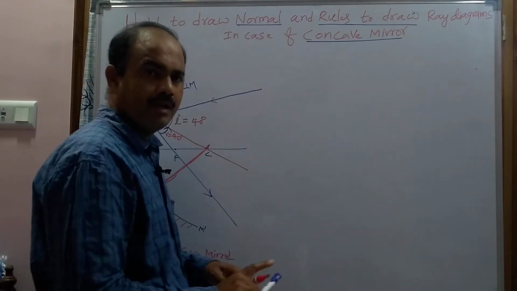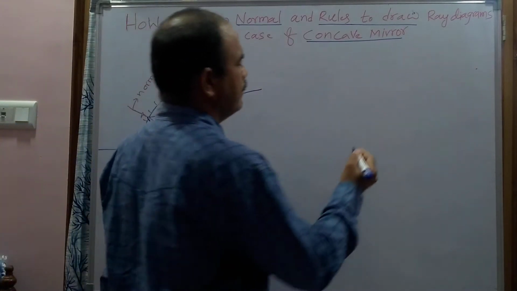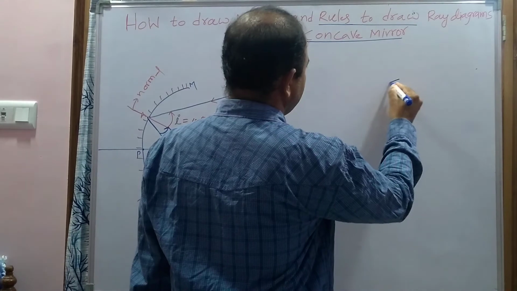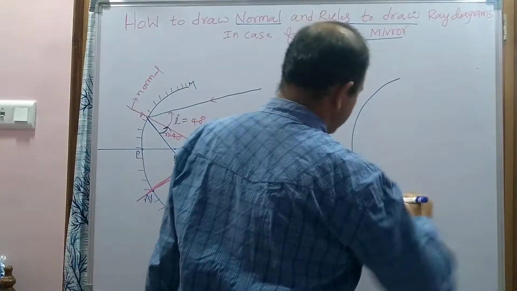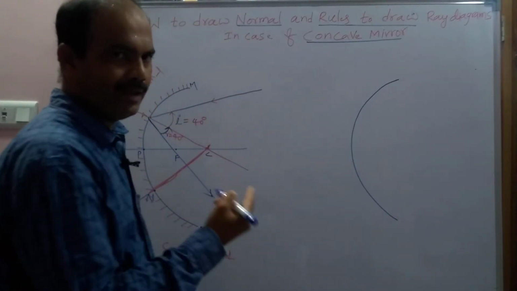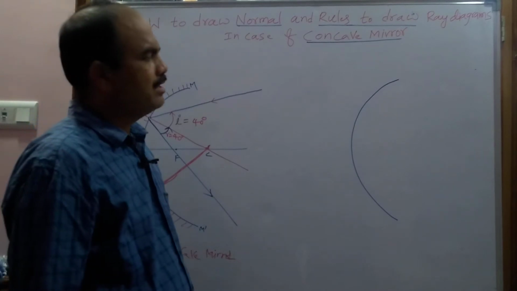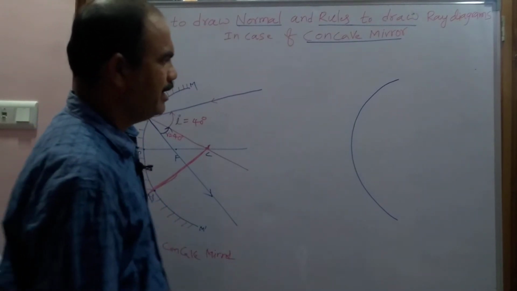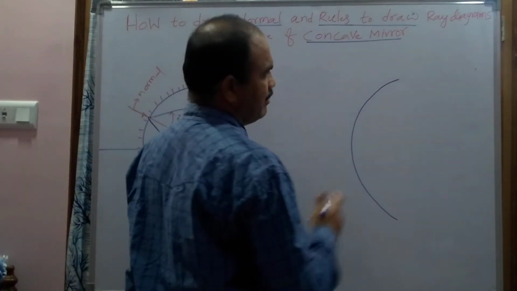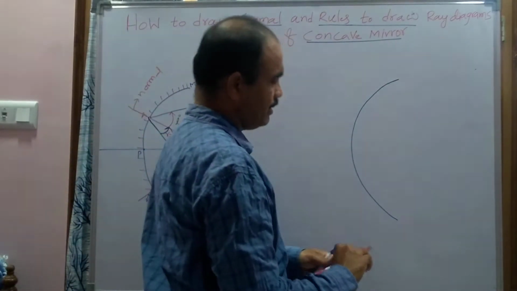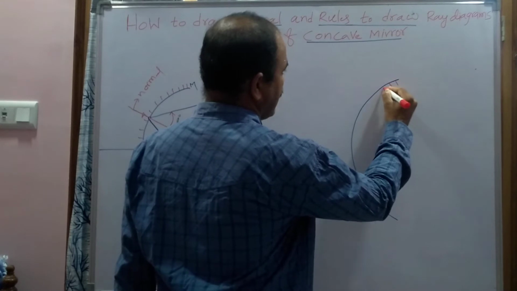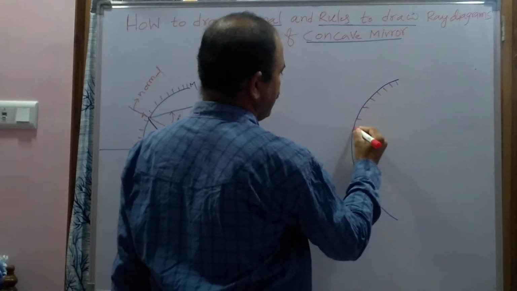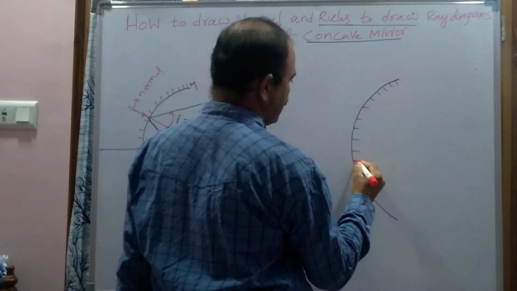Next, come to the convex mirror. Now consider this is a curved surface. How can I convert this curved surface or spherical surface into a convex mirror? Simple. It has two surfaces. If the inner surface is coated with red lead oxide, then it becomes the convex mirror.